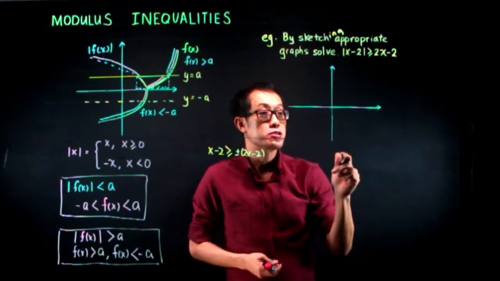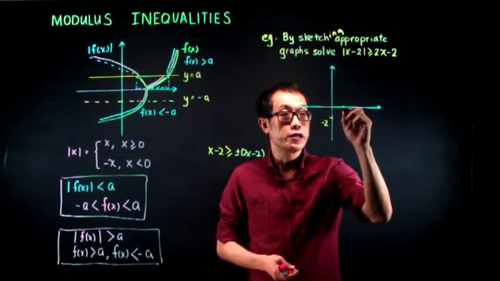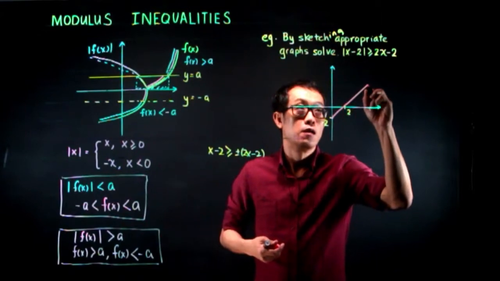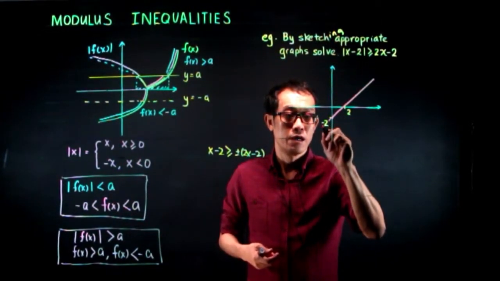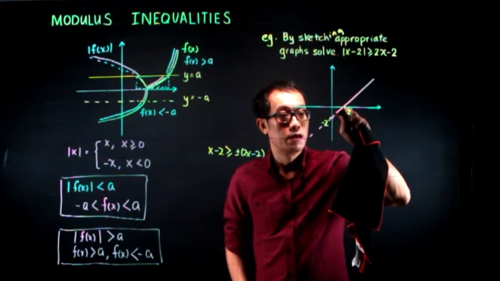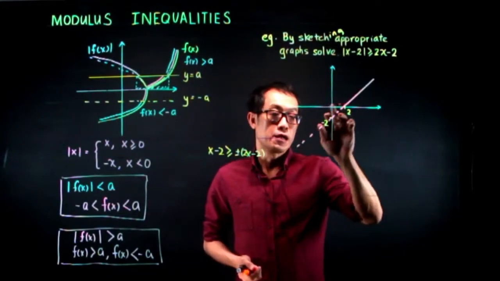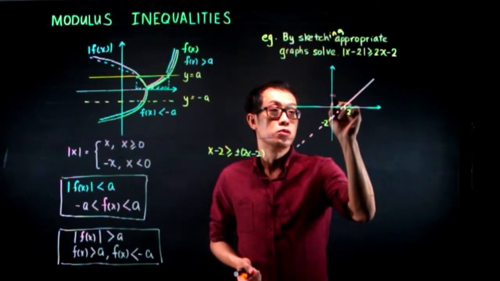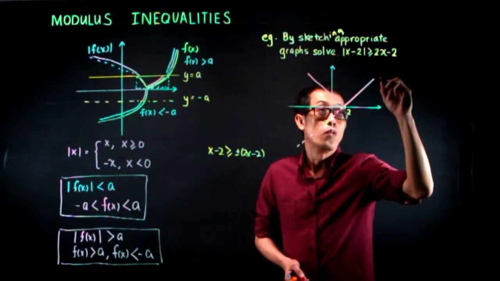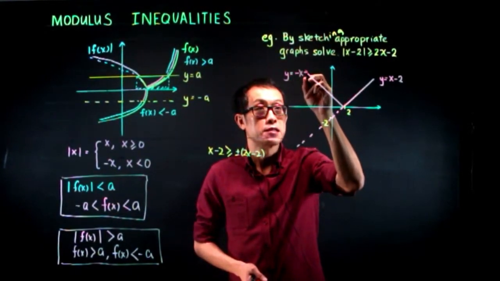All right, let's sketch this graph x minus 2 first. It cuts the x-axis at 2, the y-intercept is minus 2, and it has a gradient of 1. So this is your graph. Now you mod it, so you reflect it about the x-axis for those parts that are below the x-axis. So your graph will look something like this. So this is y equals x minus 2. This part is y equals minus x plus 2.